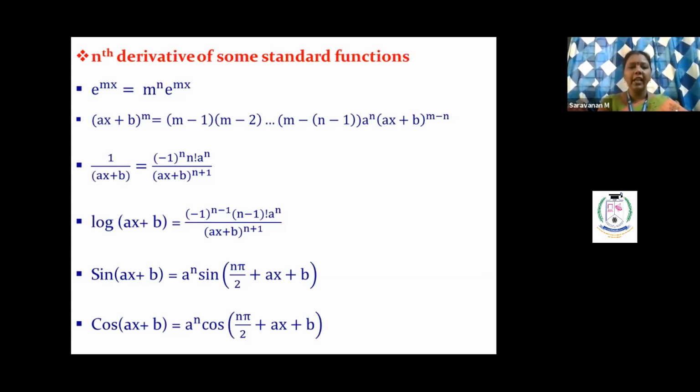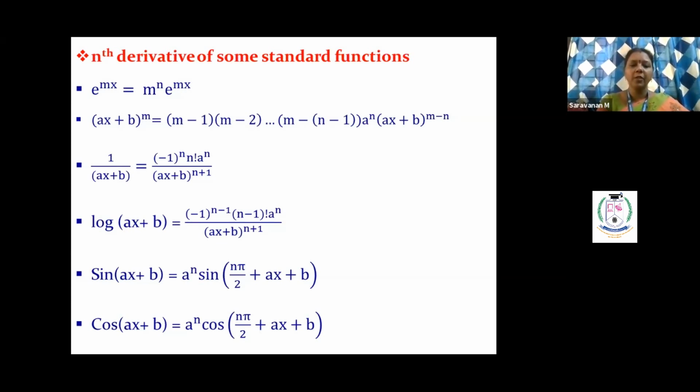So for 1 by (ax plus b), the nth derivative is minus 1 the whole power n, n factorial, a power n by (ax plus b) the whole power n plus 1. And for the log function, log of (ax plus b), the nth derivative is minus 1 the whole power n minus 1, (n minus 1) factorial, a power n by (ax plus b) the whole power n.